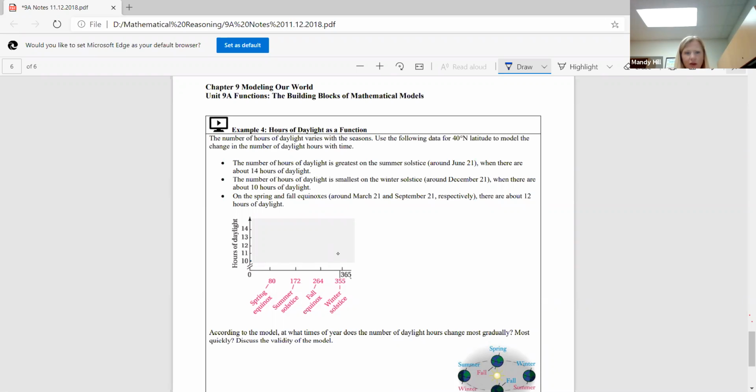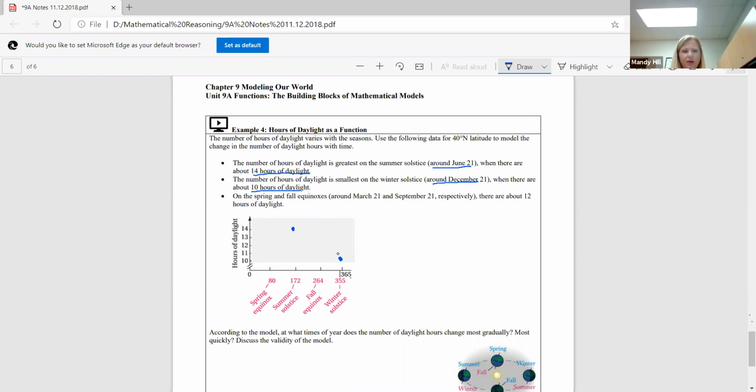to use this, the number of hours of daylight is greatest on the summer solstice around June 21st, and it says it's 14 hours of daylight that day. So the summer solstice has got 14 hours. I'm just jotting this down. So I went to the summer solstice, went up to 14, put a dot there. The number of hours of daylight is smallest on the winter solstice. So December 21st has 10 hours. So the winter solstice is down here at about 10.